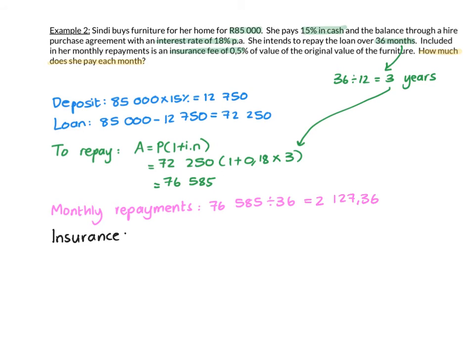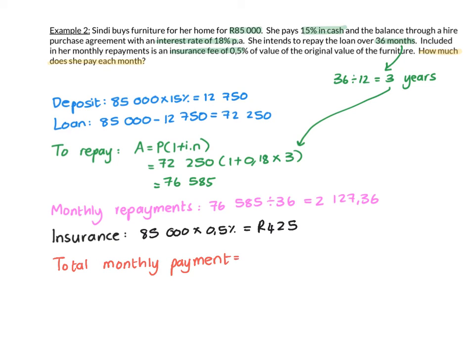Now when it comes to insurance fees, read the instructions really carefully because they're different for different questions. It says that each month she must pay an insurance fee of 0.5%. So I've worked out the insurance fee for 1 month, which is 425 Rand. That means the total amount that she must pay back each month will be the 425 Rand plus the 2,127 Rand and 36 cents. And after adding those, I'll get my answer.